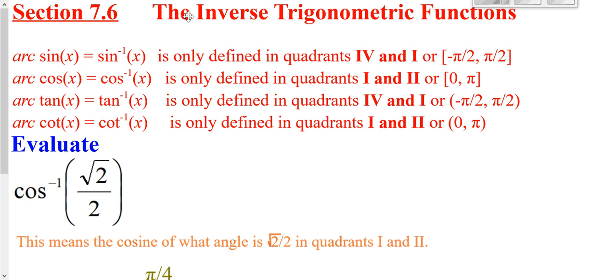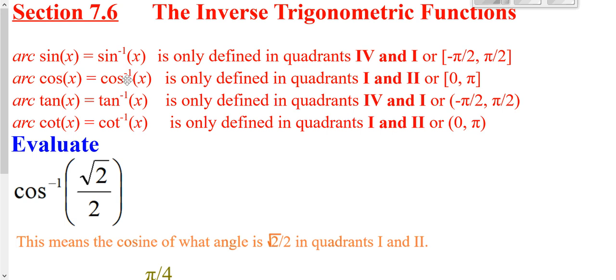We're going to go ahead and take a look at inverse trig functions. Arc sine is identical in meaning to sine inverse of x, and arc cosine is the same as cosine inverse of x. Arc tangent is tangent inverse, and arc cotangent is cotangent inverse.